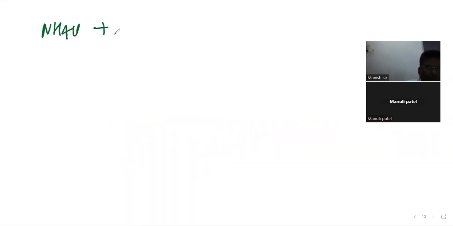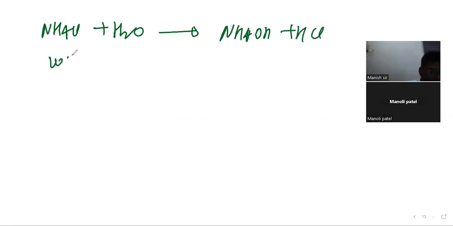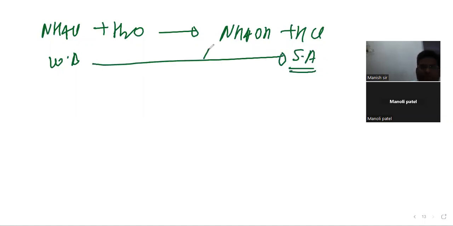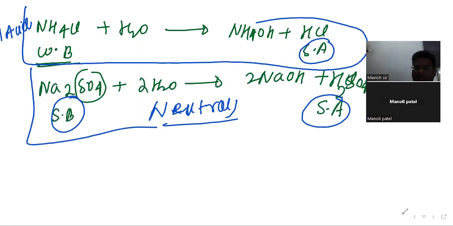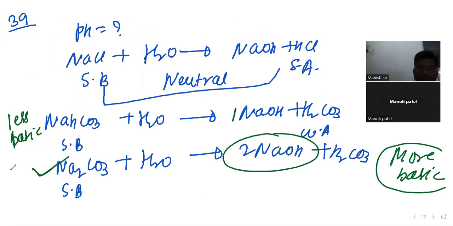Right? So the next one is ammonium chloride. When it reacts with water, it forms NH4OH plus HCl. This is a weak base. This is a strong acid. So the net result is acidic in nature. So which has the highest pH? The one producing 2 moles of NaOH. So this will be the answer. This one, the previous one, is the answer because it is producing 2 moles of NaOH. That's why the pH will be more than 7.